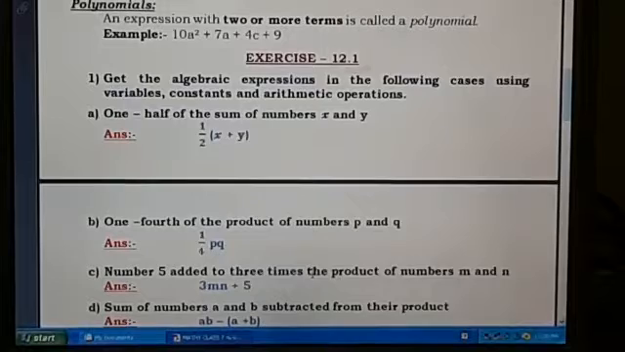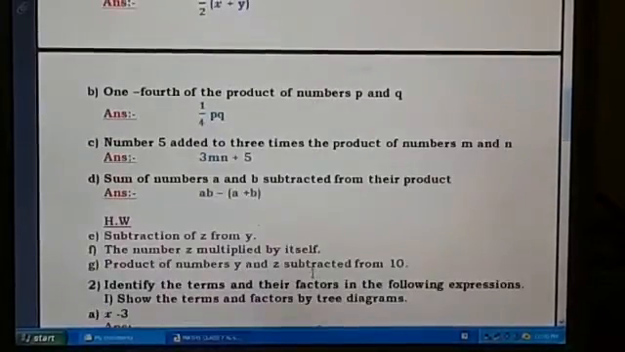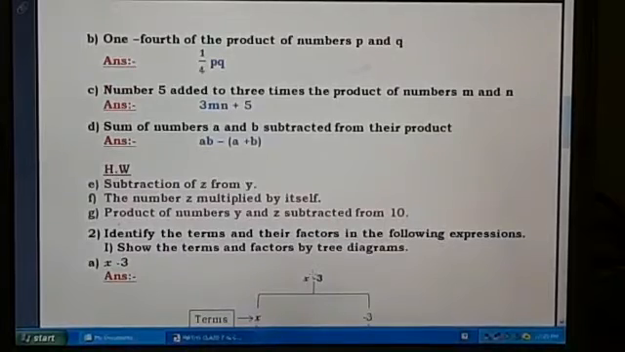We have to write 1 half means half, 1 by 2. So half of x plus y. Okay. Next, 1/4 of the product of numbers p and q. See, 1/4, I have written 1 by 4, of the product means multiply. We have to do the multiplication. So p multiplied by q, pq we can write. So the expression is 1 by 4 pq.